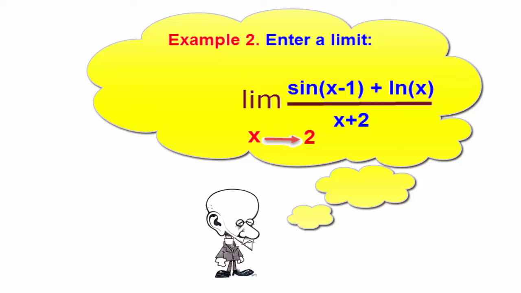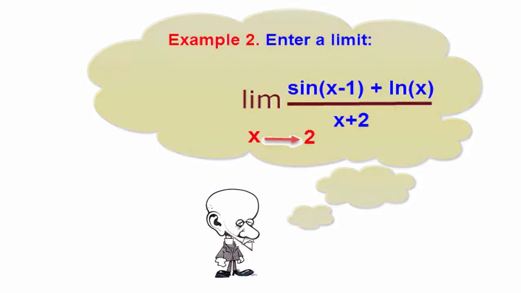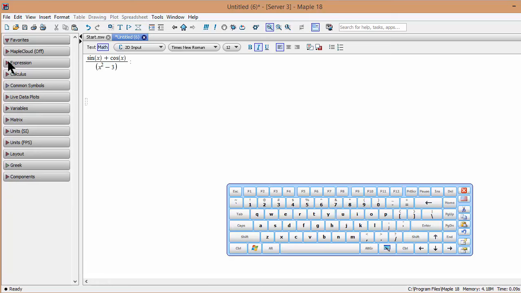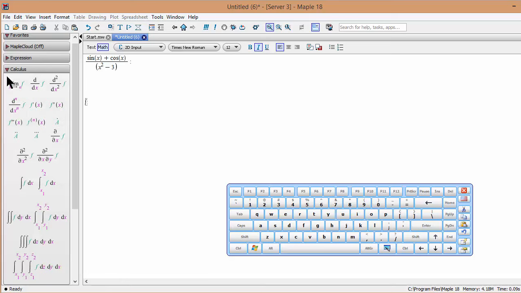Example 2. Enter a limit as follows: limit of sine x times 1 plus logarithm x over x plus 2 when x approaches 2. To insert a symbol, you can use palettes or symbol names. Firstly, in order to enter the limit symbol in the Calculus palette, click the limit item. Maple inserts the limit item. For the limit item, instead of x, enter t.